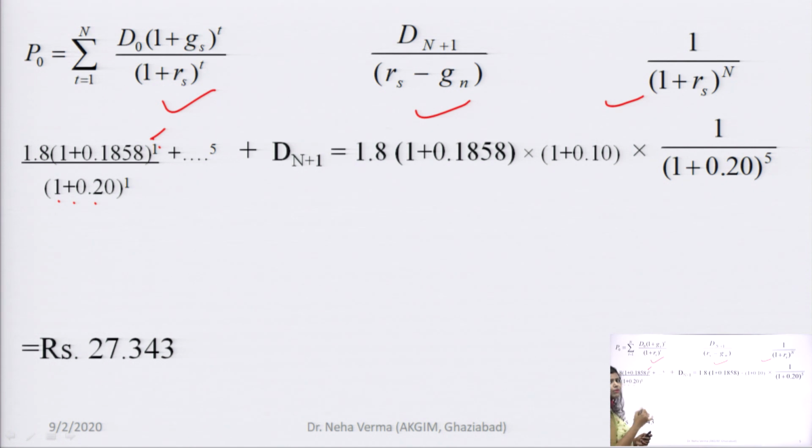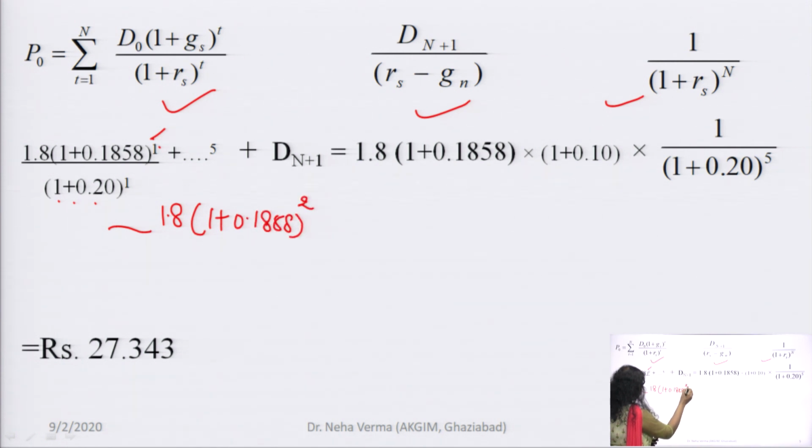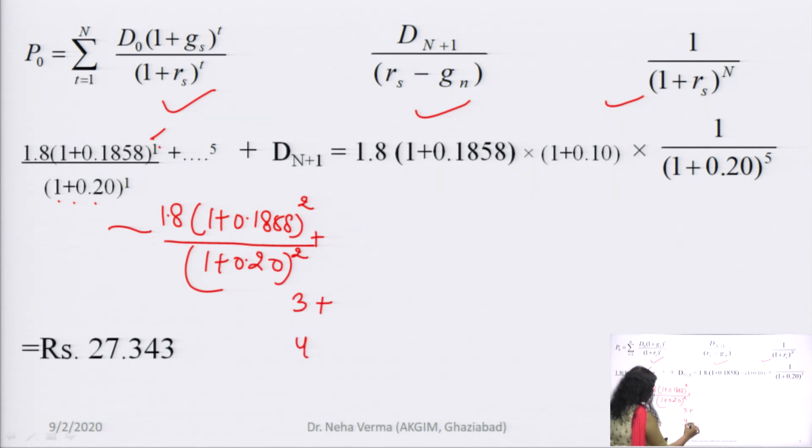For year 2, the same calculation will be done, and the value of power will become 2 from 1. So, let us write the equation over here. It will be 1.81 plus 0.1858 to the power 2 divided by 1 plus 0.20 to the power 2. Similarly, we will add for the third year, then the fourth year, and then the fifth year. It will be done for the entire 5 years for which the first phase lasts in the question.